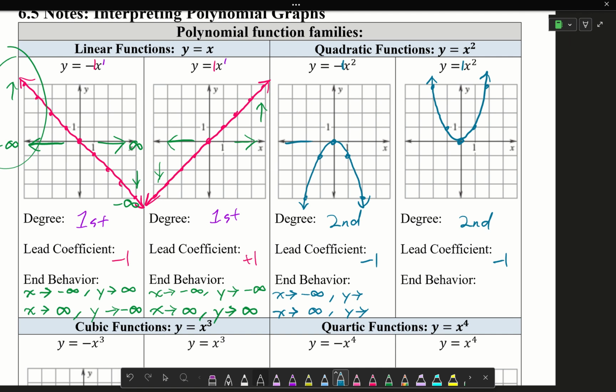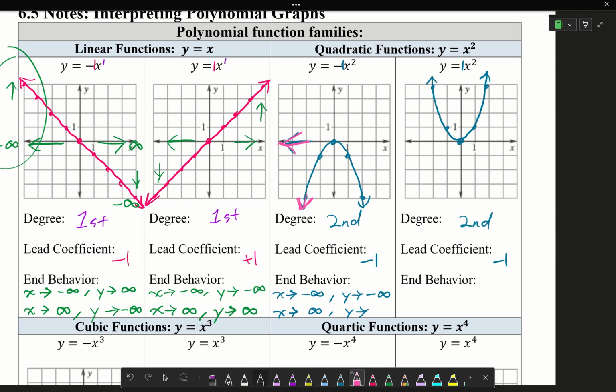Well, as we can see, as we head towards the negative numbers here, it's easy to see, as we move towards the negative numbers further to the left, y is heading downwards towards negative infinity. So let's pop that in. Y is approaching negative infinity.